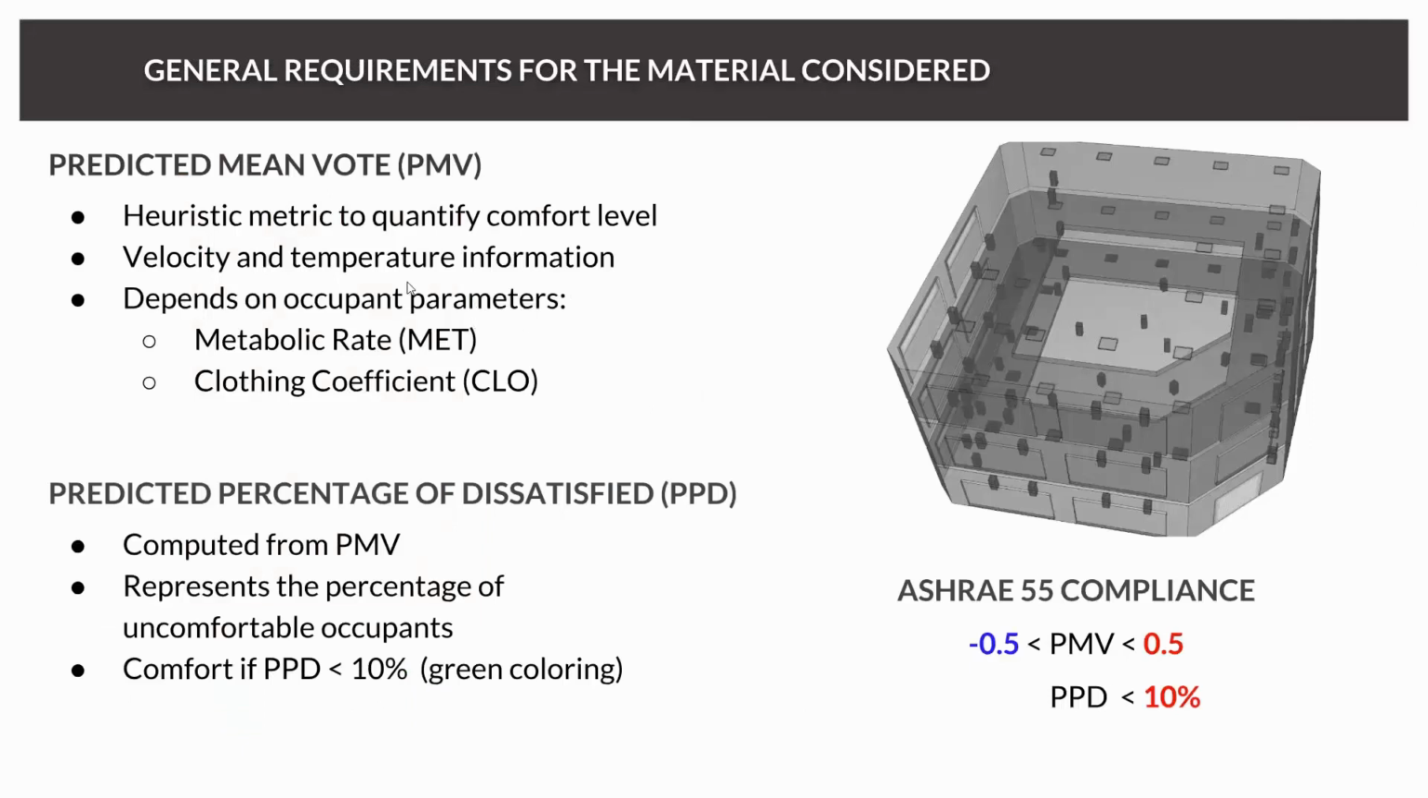Yes. And now let's talk about some aspects of ASHRAE 55 which are important for the simulation. So what we're going to do is we will set up a flow simulation, and then we'll calculate PMV and PPD based on the simulation results. So what are we talking about? PMV stands for predicted mean vote, and it's a kind of, let's say, heuristic or artificial metric to quantify the comfort level of human occupants in a room.